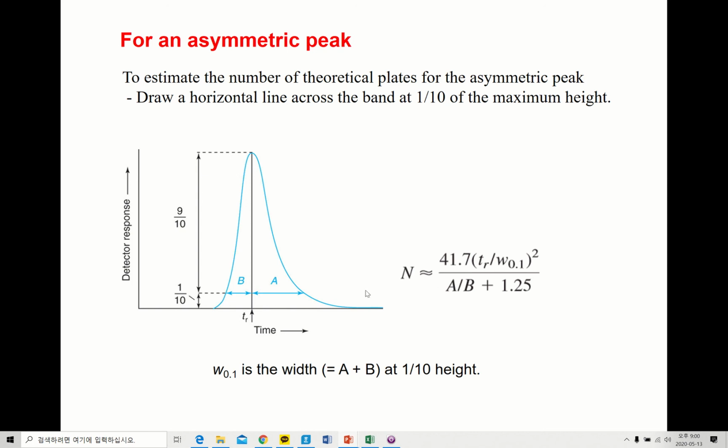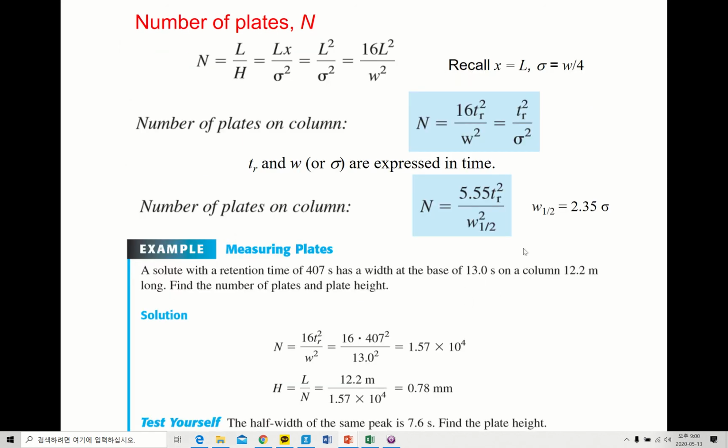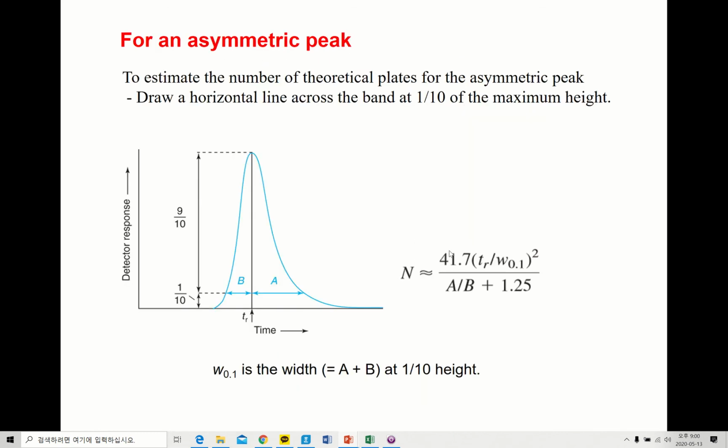Well, you don't have to memorize this complicated equation. It is for your reference, and this is a general case. For the symmetric case, a and b are the same, and then you will end up having this kind of equation. That's left for your exercise.